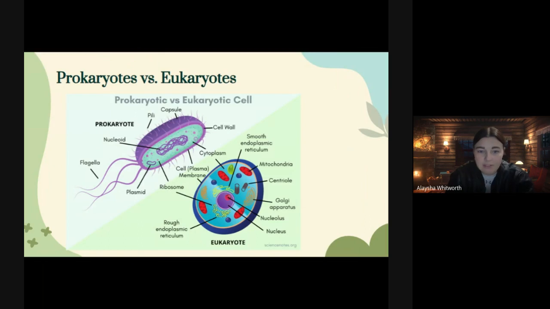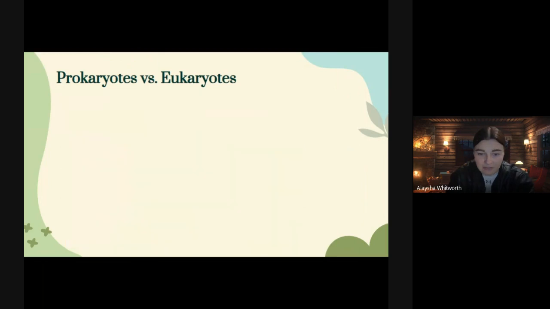So you need to know the difference between prokaryotic and eukaryotic cells. Prokaryotic cells are very tiny. They usually have flagella. They have ribosomes in there. They do have a cytoplasm and a cell wall, but their genetic information is kind of floating around in the center, whereas a eukaryotic cell has your membrane, mitochondria, Golgi apparatus. The nucleus is the big difference.